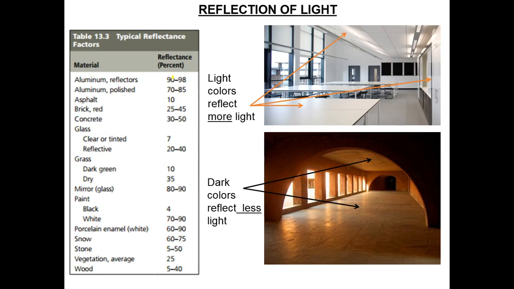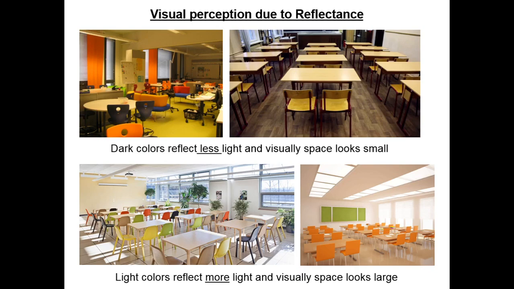You can see aluminium reflects 90 to 98%, grass 10%, and of course black paint only 4% is reflected, while white reflects almost 70 to 90%. That means the black color is going to absorb a lot of heat or a lot of light, so the light is not reflected back. Accordingly, you can decide what type of building and what type of color can be chosen for each and every room. Maybe there are a few pictures.